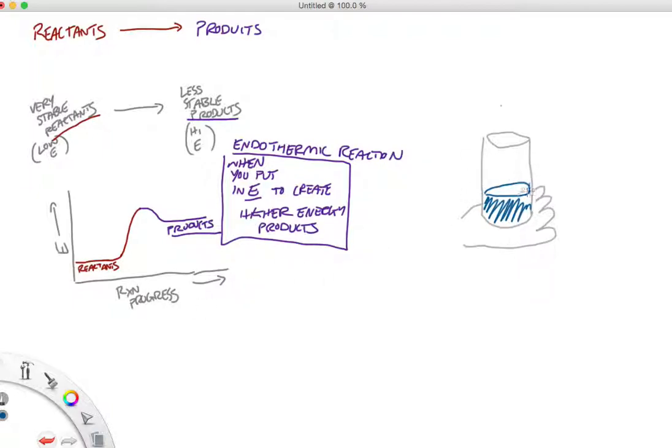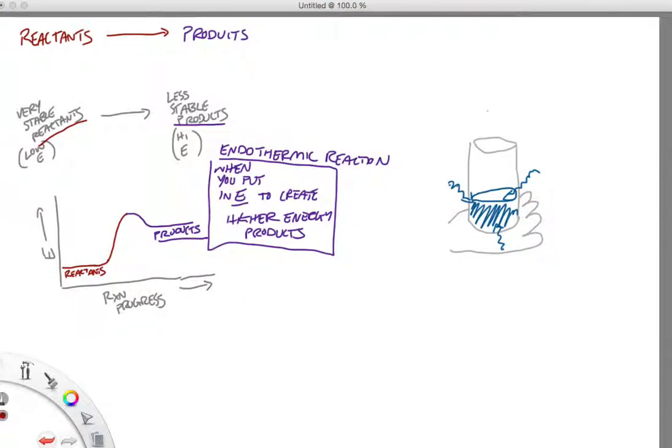It's an endothermic reaction. So where is this reaction getting its heat? Where is it getting its energy? Well, it's getting its heat, its energy from you and from the surrounding air. So the energy is going in. I should have drawn that in a different color. I'll draw it in red. The heat's going in. It's getting its heat from its surroundings to create the products, which are less stable.